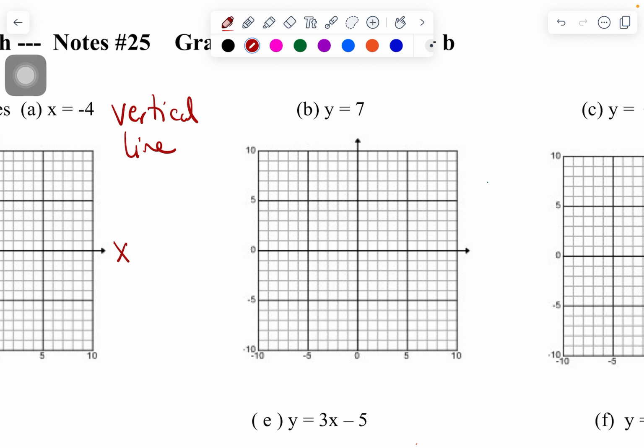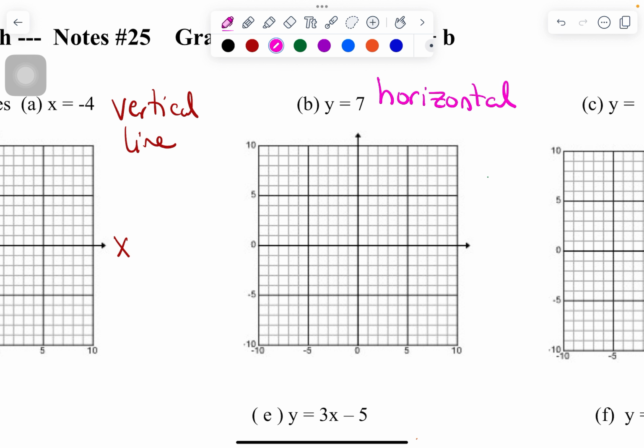I was going to say number 1 or number 2, but that doesn't work. Part B, this is y equals a number. So same idea here, but this time it is going to be a horizontal line, okay? But same idea. We've got our x-axis, which is the horizontal, the y-axis is the vertical. So on the y-axis, I'm going to go to 7. So 5, 6, 7, there we go. And every point I'm looking for has to have a y value of 7.